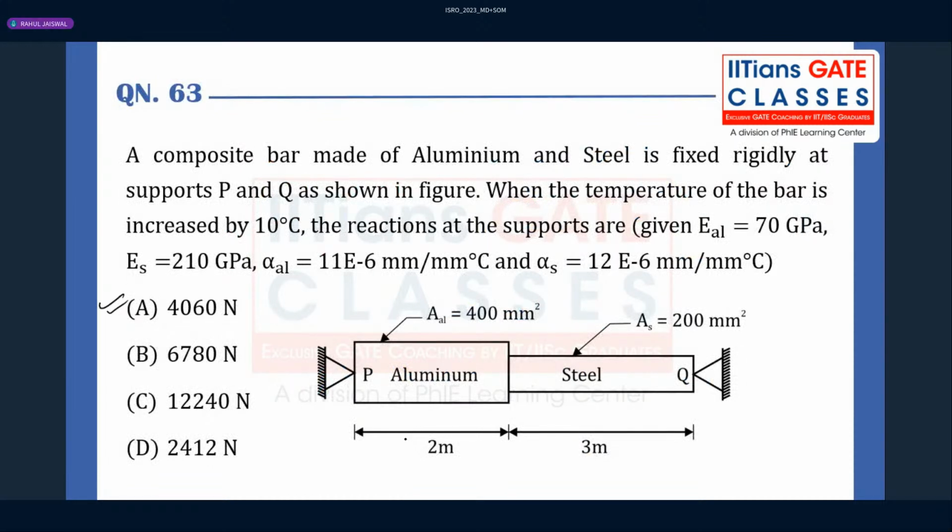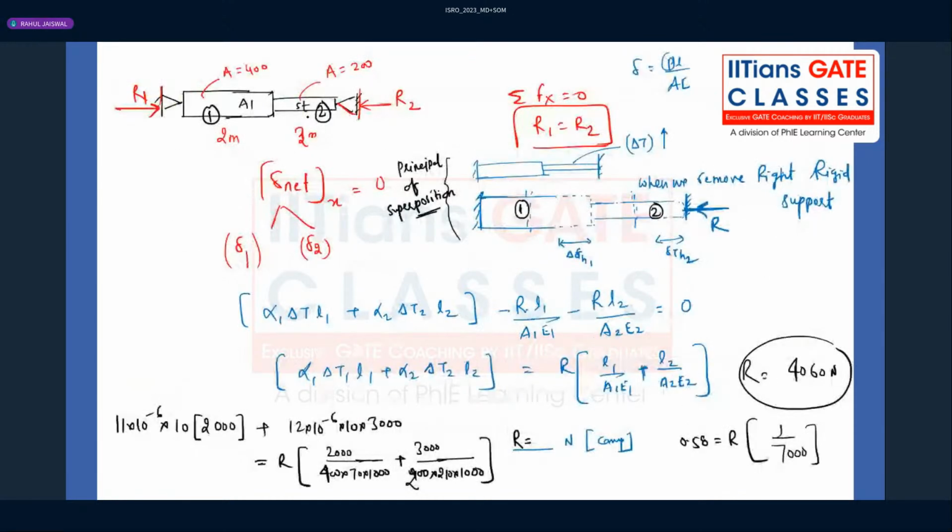In the same problem, they could ask what is the thermal stress in aluminum. It is R divided by the area of aluminum. What is the thermal stress in steel? R divided by the area of steel. But the nature will be compressive. Make a note of it.